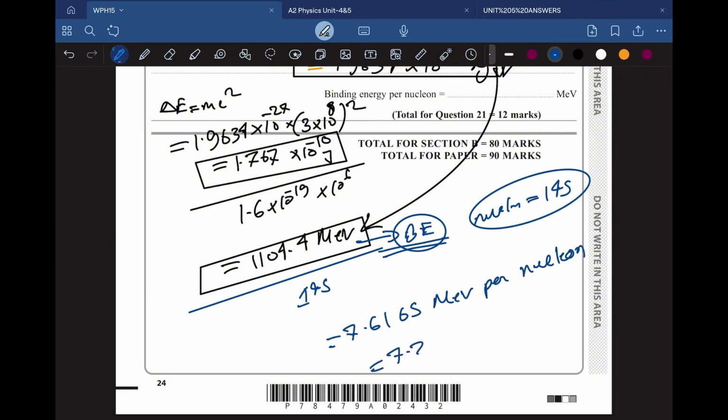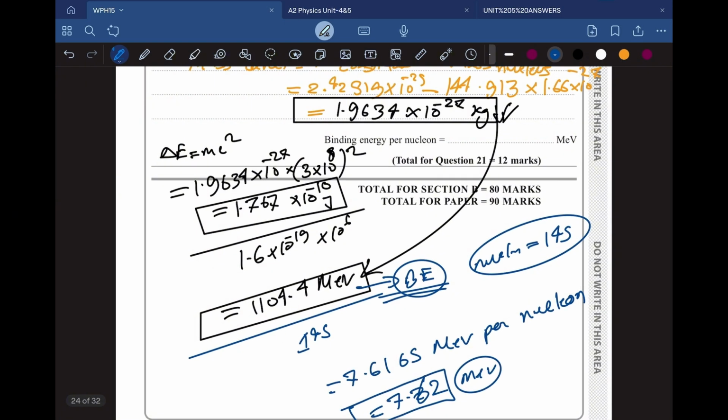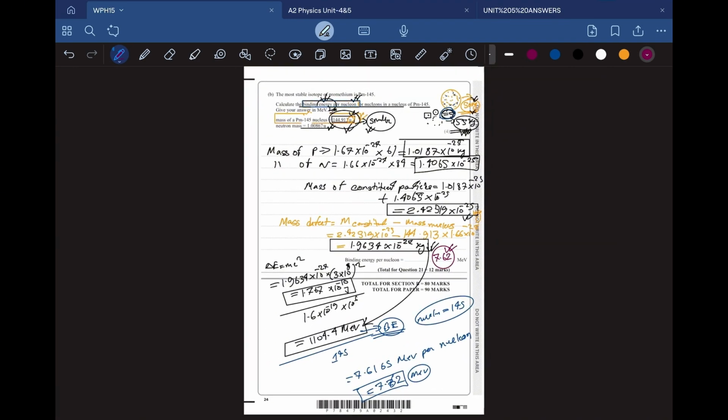So our answer will be 7.62 mega electron volt per nucleon. This will be our answer. The answer will be 7.62. So this one was simple math which was in your book as well. Make sure to understand this math in real detail so that you can actually solve this question.